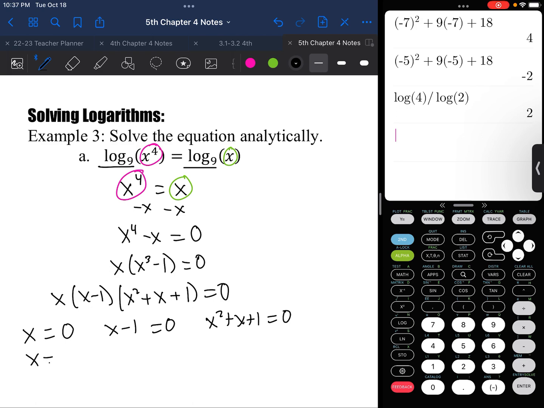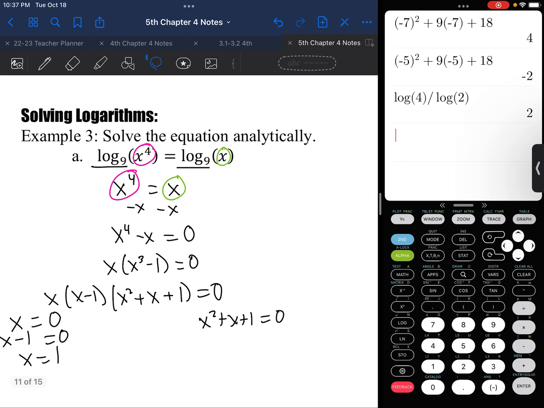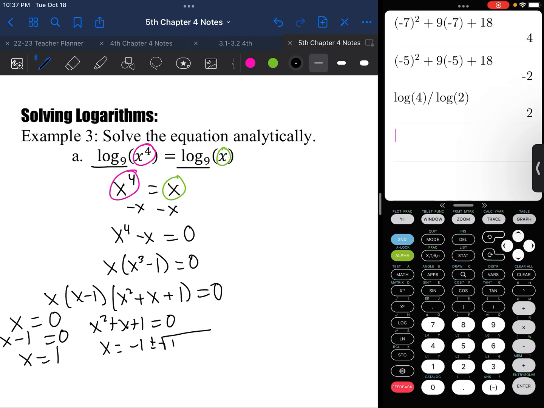So these ones are pretty boring. X equals 0, and x minus 1 equals 0 just gives you that x equals 1. So there's the two options. And then this is the more interesting one. So we can try to factor this. Doesn't work. But we can use the quadratic formula. So x equals the opposite of b plus or minus the square root of b squared minus 4 times a times c, all over 2a.